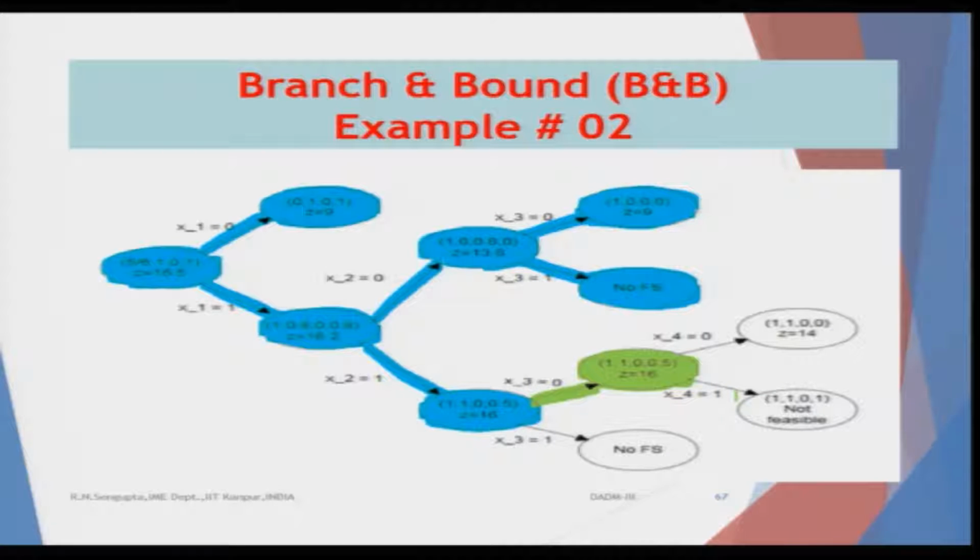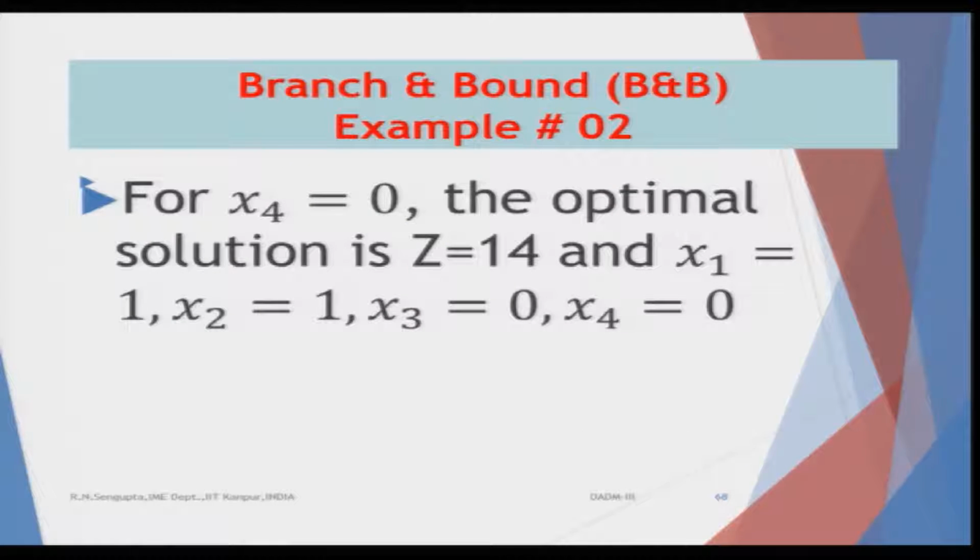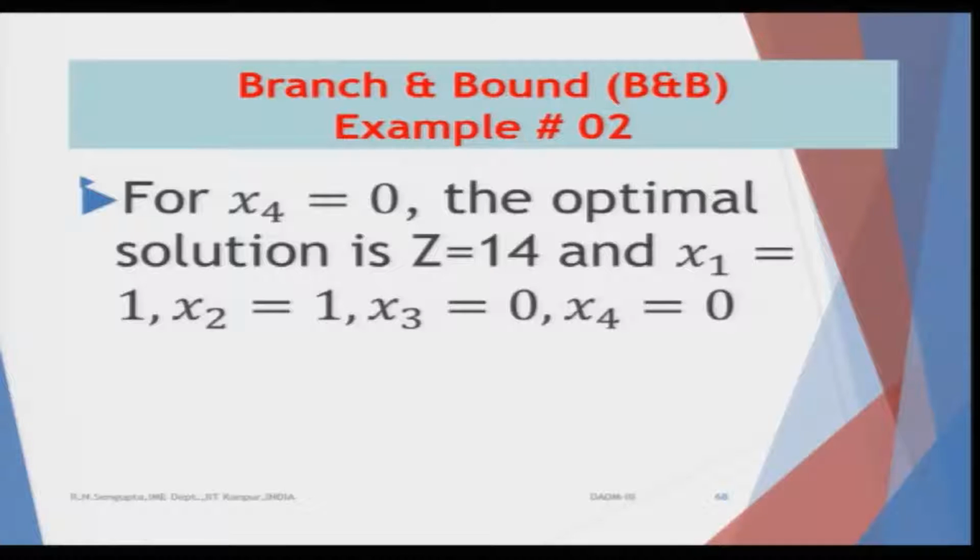So, let us check. For x4 equal to 0, the optimum solution is 14 when you solve it. This concept of writing the binary problem as a linear relaxation and solving it is repeated time and again, so I am skipping it for the discussion. When z is 14, x1, x2, x3, x4 have the respective values 1, 1, 0, 0, which looks interesting because you have to check it.